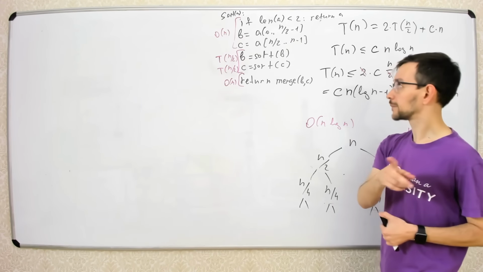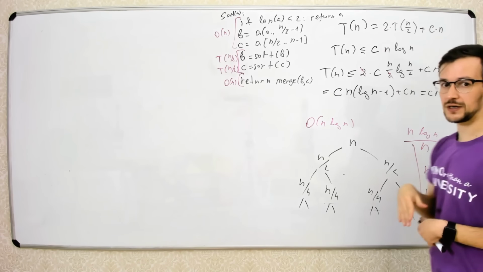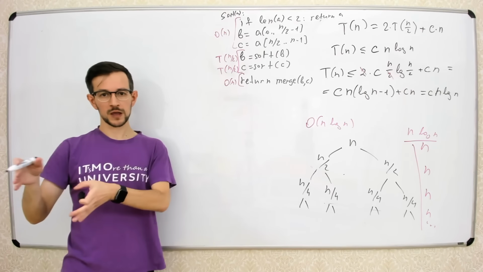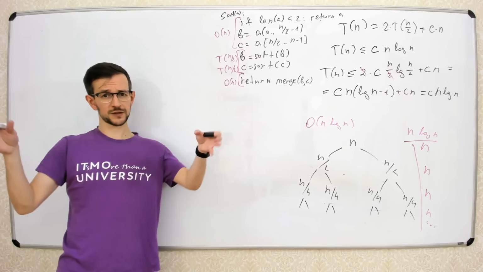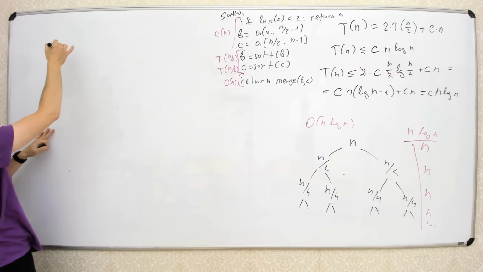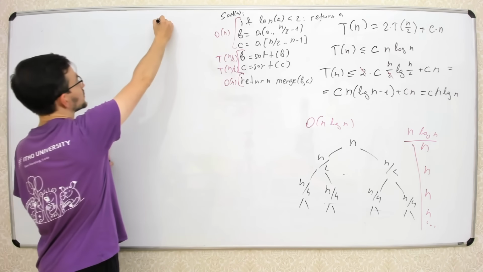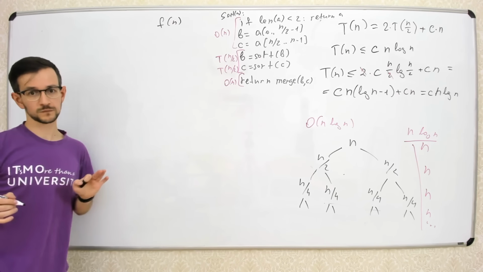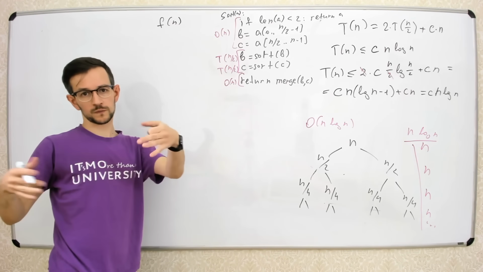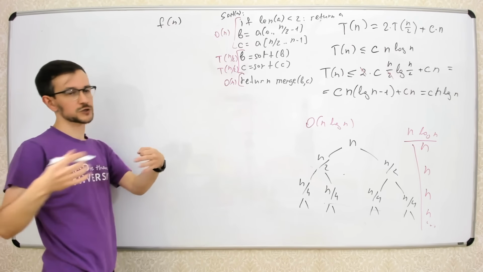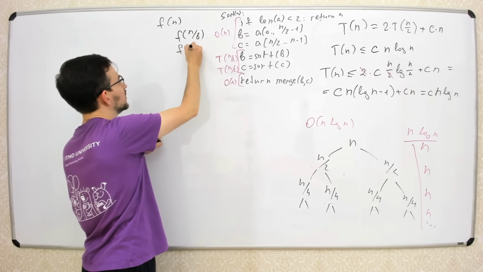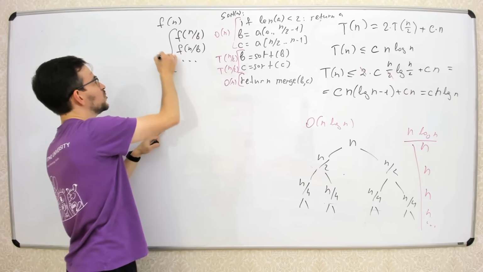Good. Final thing. We have formulas like this in various different algorithms. When you have an algorithm which splits the input into, let's say, b chunks and then makes a recursive calls. You're given some input of size n. You split it into b parts and make a recursive calls here.